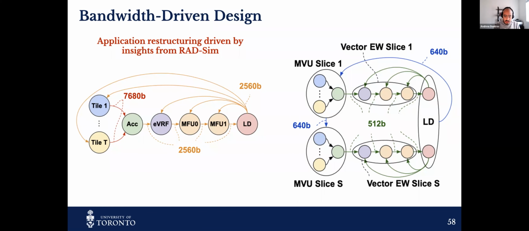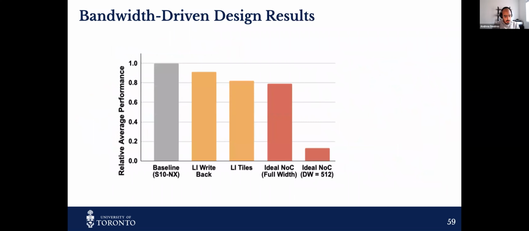NoC. And all this restructuring was driven by, we run a RAD-Sim simulation, we look at the bottlenecks, and then we start changing the design rapidly in SystemC and simulating again, and so on. So this highlights the power of the tool that we are trying to develop here. So this is the SAT curve that I showed before. We're starting from the baseline on the S10NX FPGA.